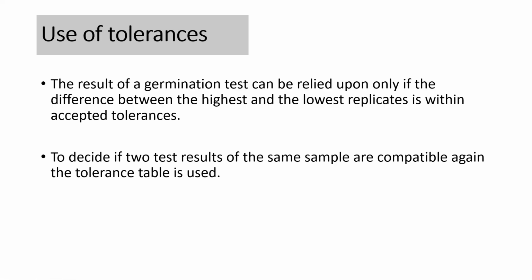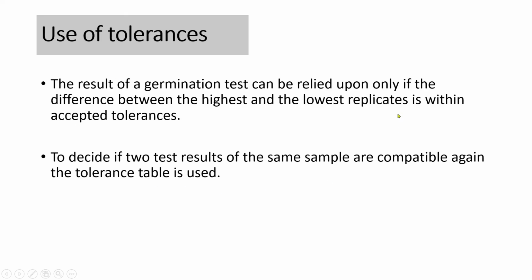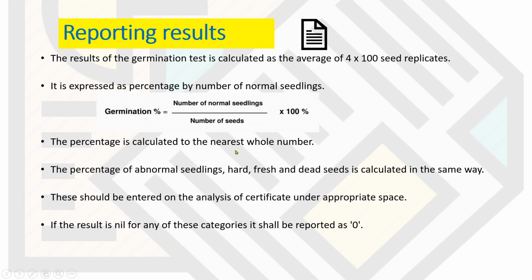To decide if two test results of the same sample are compatible, again the tolerance table is used. That tolerance table is here, where the difference between the highest and lowest amount of germination and the tolerance level is written. So the germination test has to go according to that. If it fulfills the tolerance, we can move forward. If the germination test doesn't fulfill the tolerance, we have to repeat the germination test.